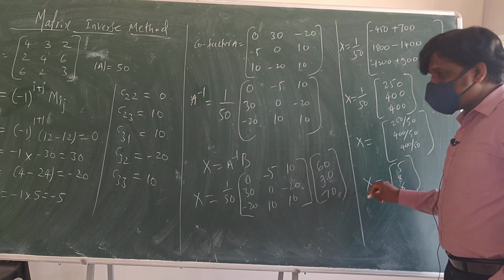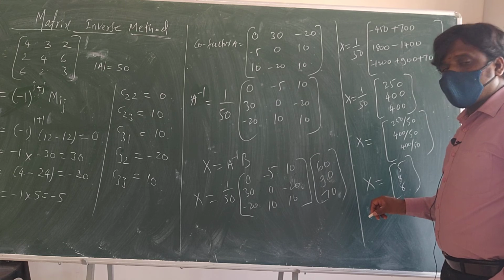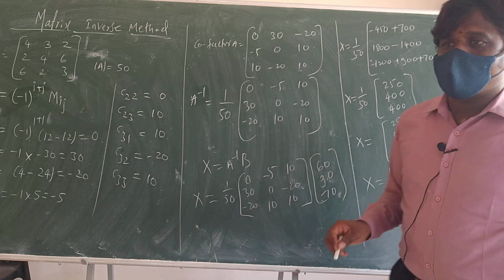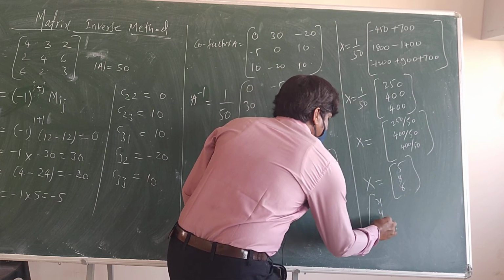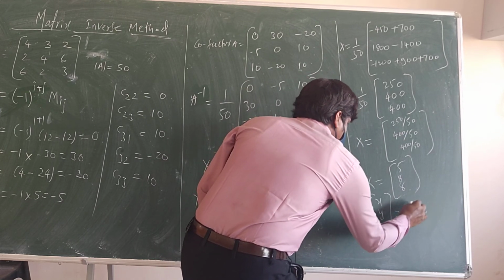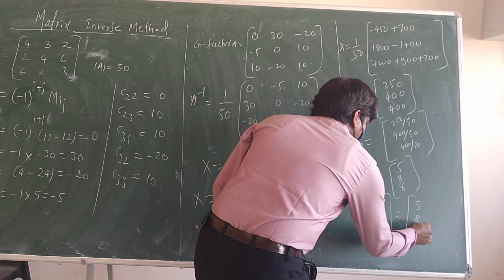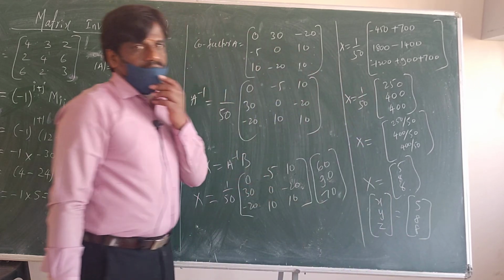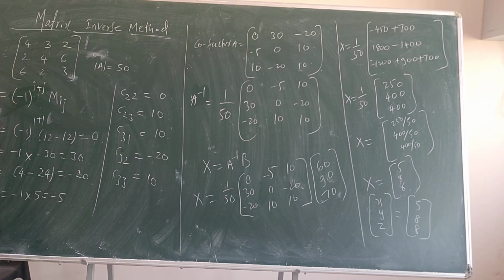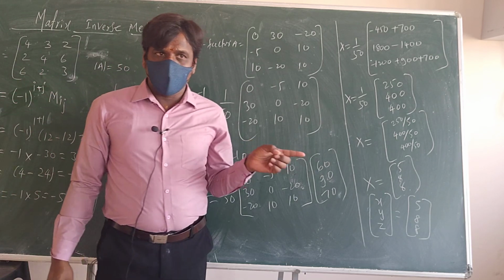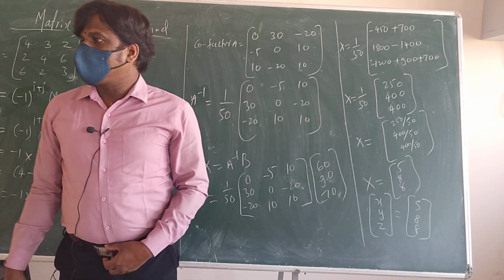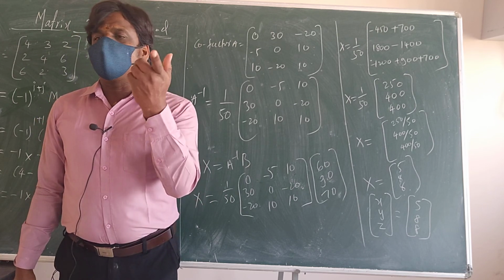5 5 8. What is x? X is a matrix now. What is x? X is X, Y, Z, and that is equal to 5 5 8. If two matrices are equal, then the corresponding elements will be equated. So x is equal to how much? Y is equal to? Z is equal to? Who is x?